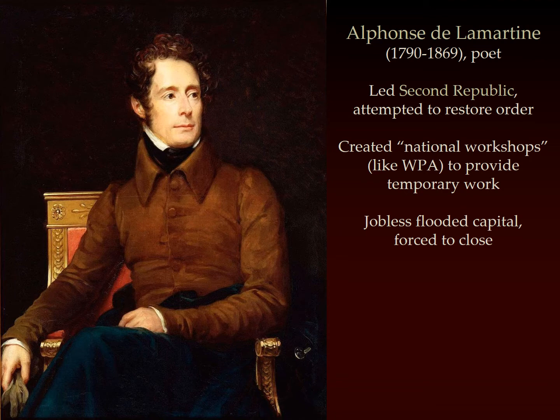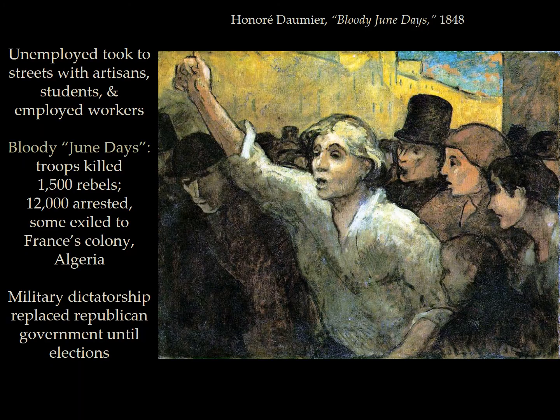Alphonse de Lamartine is going to lead the Second Republic, and as a poet, he attempts to restore order by creating national workshops like the WPA in America during the Great Depression. Now, he sets up these national workshops to provide temporary work for the jobless. Now, the unintended consequence of this was that the jobless flooded the capital, and these were forced to close, leading to more issues. The unemployed took to the streets with artisans, students, and employed workers, and are going to cause a great deal of violence in the bloody June days.